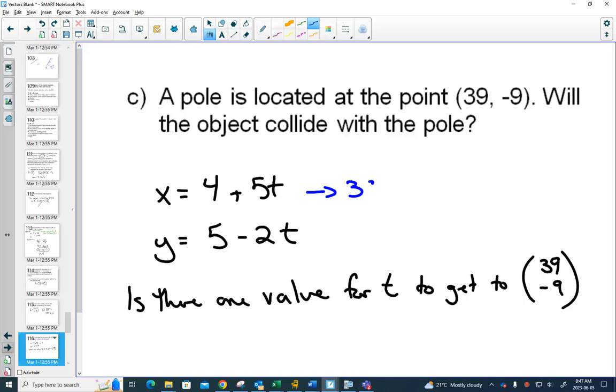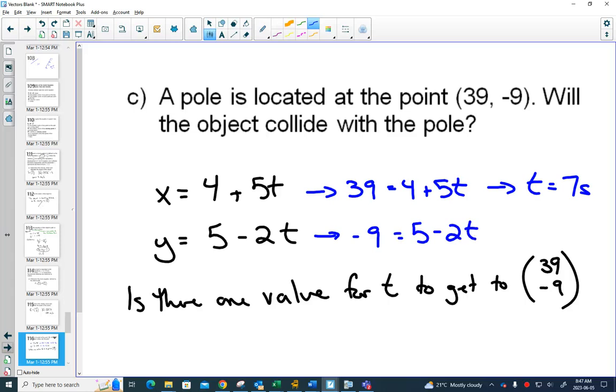So I would plug in 39 for x. Move the 4 over, and I would get t is equal to 7. And of course, we could add our units, 7 seconds. And then I would plug in -9 for y and see if it gets the same t value. If the t value is different, then it doesn't intersect with that point, because there's no one t value that gets you to that point. But if the t value is the same, oh, this poor kid. Then the object collides with the pole.